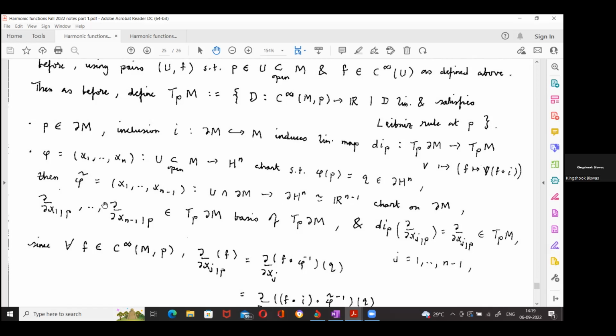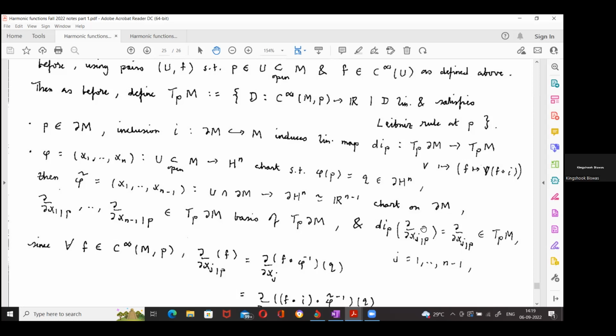Okay. And so then del del x1 at P up to del del xn minus 1 at P will be a basis of the tangent space to boundary M. Right? Because x1 to xn minus 1 are coordinates on boundary M. And if I look at the derivative of this inclusion map, it will map del del xj, which I think of as an element of TP del M, to del del xj, thought of as an element of TPM.